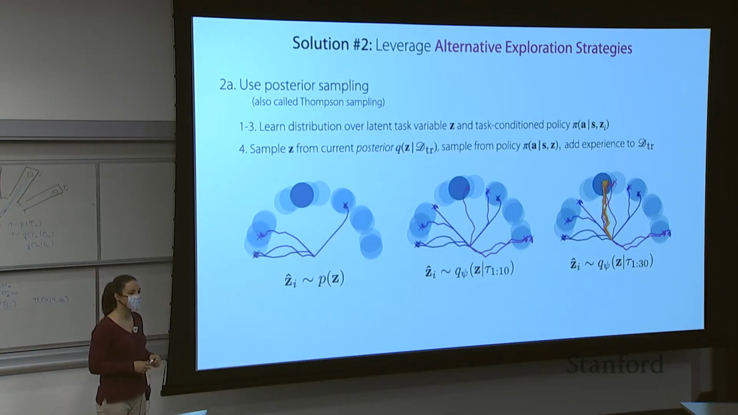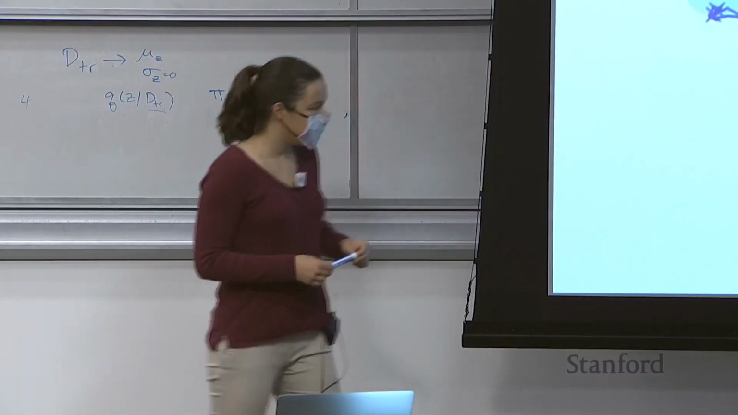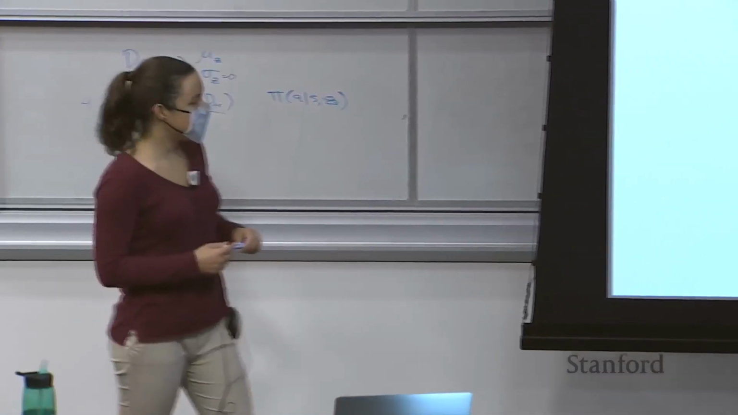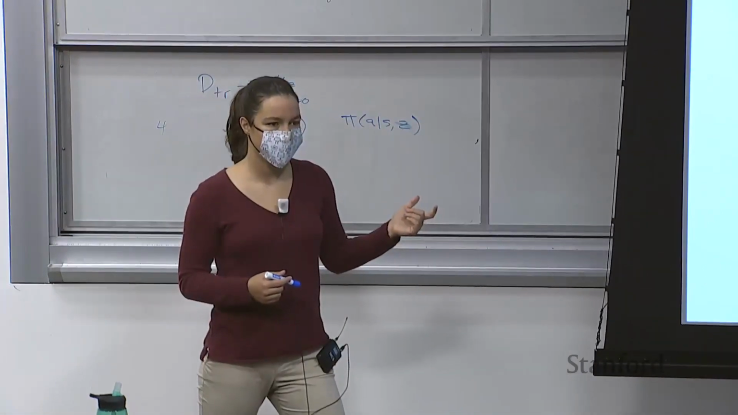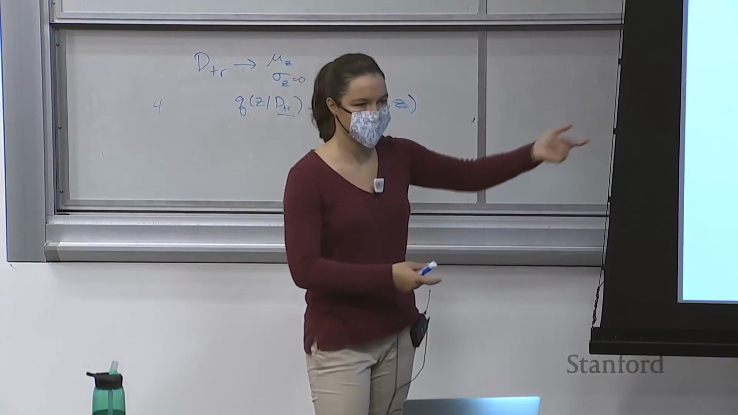And P of Z, do you just assume that it is normal, or uniform across all of the time? P of Z is going to be our prior. And so if we use a KL divergence to a standard Gaussian distribution, then P of Z will just be the standard Gaussian.